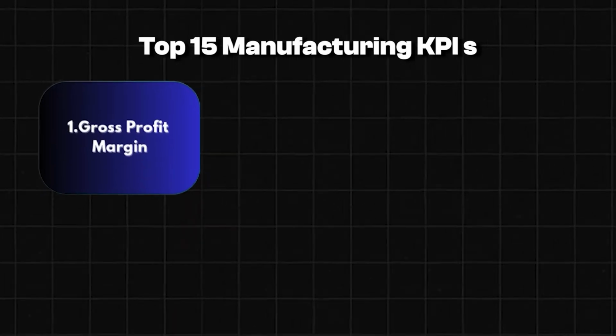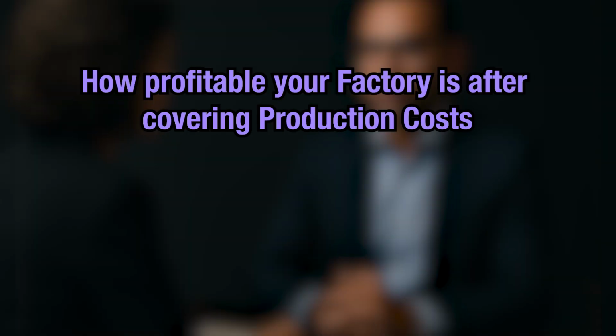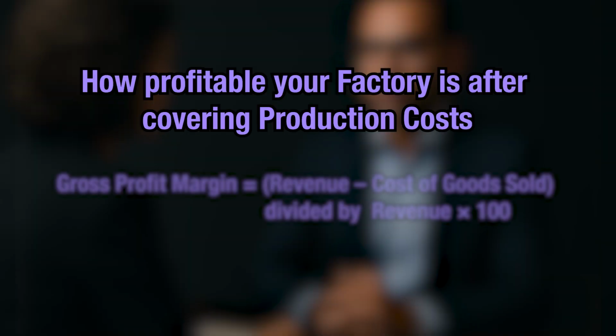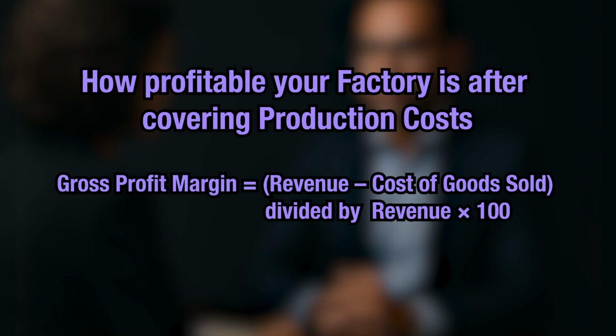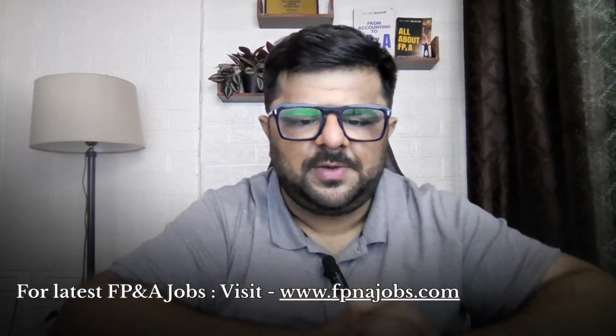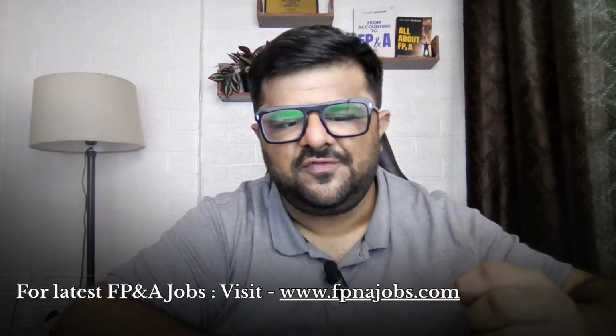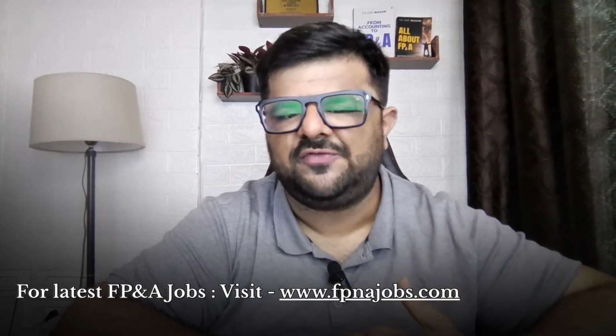Manufacturing KPI number one is gross profit margin. This one tells you how profitable your factory is after covering the production costs. It is calculated by subtracting the cost of goods sold from the revenues, divided by revenues, times 100. A higher gross profit margin means stronger cost control or better pricing power, and both are signs of good operational health. Now, profit margin is great, but how efficient is your overall manufacturing operations?